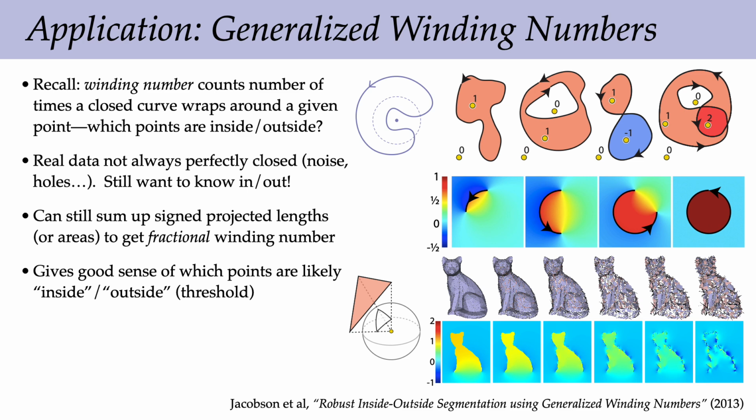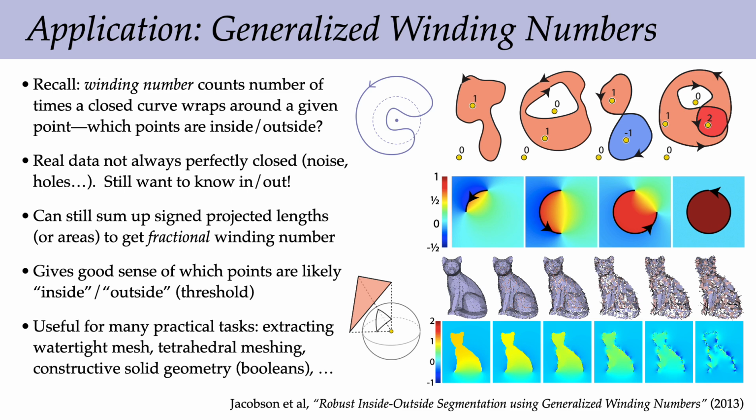And this idea of generalized winding numbers turns out to be very useful for a lot of practical tasks, like extracting a watertight version of the mesh, maybe just by thresholding this function, by doing tetrahedral meshing, right? If I want to turn a surface mesh into a volume, I need to know which region of space is considered to be the volume. Or to do other operations like Booleans. I want to take the intersection or the union of two surfaces. How do I do that if the surfaces have cracks in them?